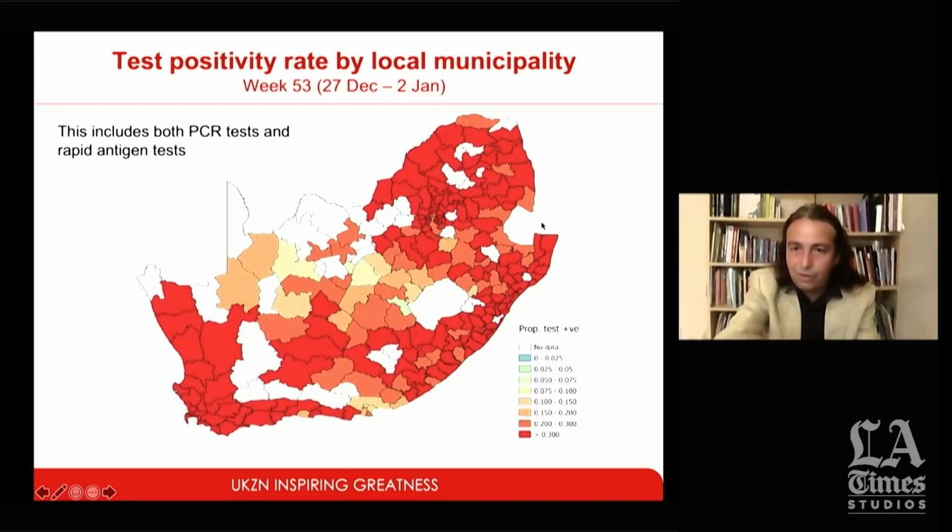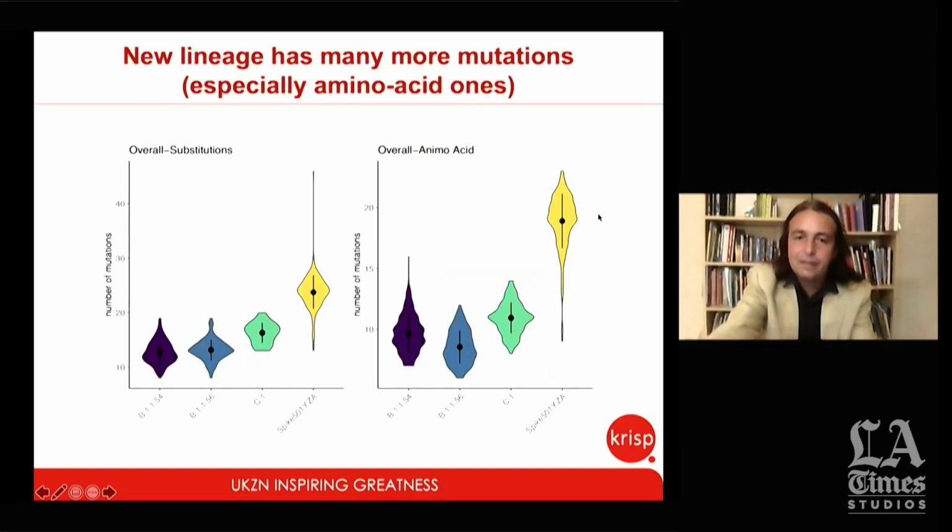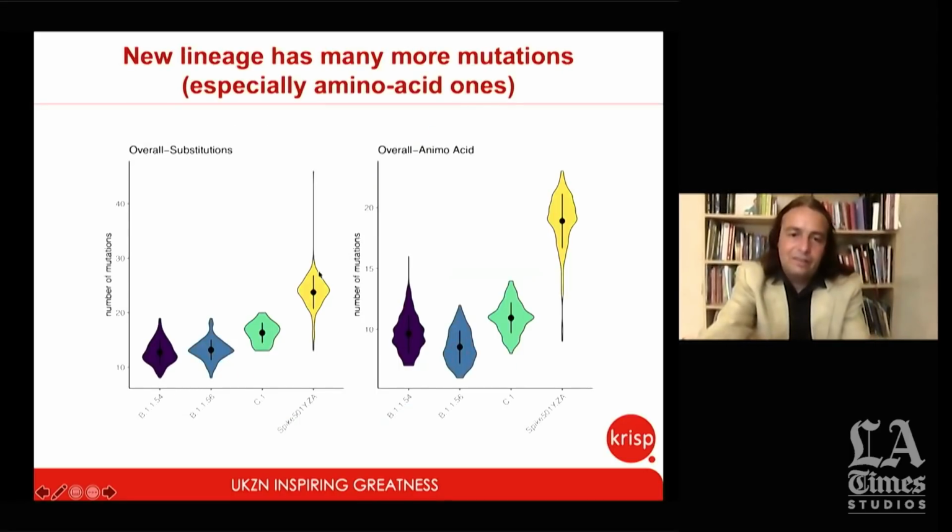But given that all the neighboring districts have this very high unusual test positivity, we are expecting most of them to be this variant, especially because during the Christmas period, a lot of migrant workers from the country, South Africa is the powerhouse economically, would go back to the countries to spend the time with the families. Yeah. So how different is this variant?